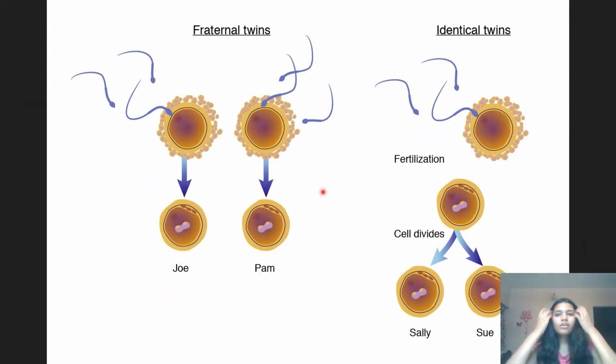Okay, now we're going to go into twins. I've not seen this in your syllabus, very surprisingly, but I thought I'd include it because, well, curiosity, and of course, it's in my textbook. And my textbook was my Bible for my IGCSE.